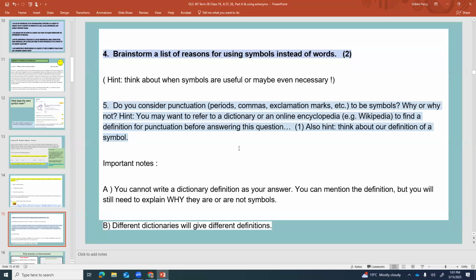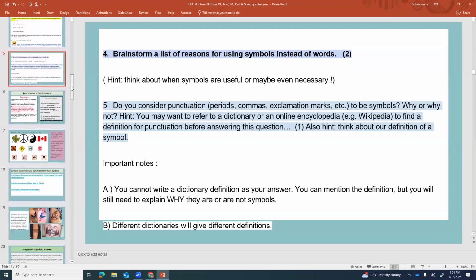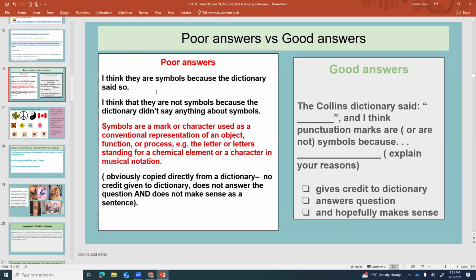I also want to point out different dictionaries will give different definitions, so it's not necessarily that they're all going to say the same thing. So, for example, you can't say something like, I think they are symbols because the dictionary said so. You also can't say, I think they are not symbols because the dictionary didn't say anything about symbols.